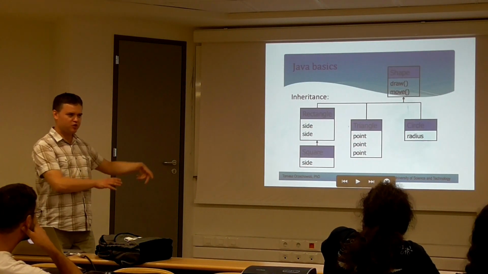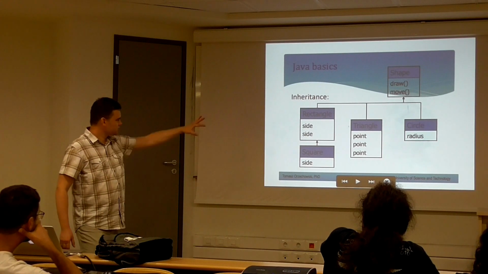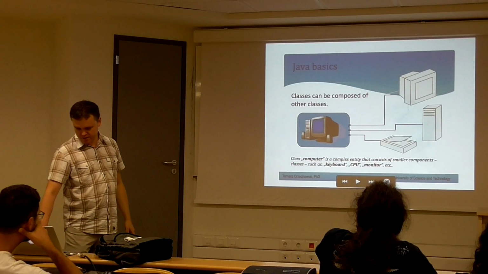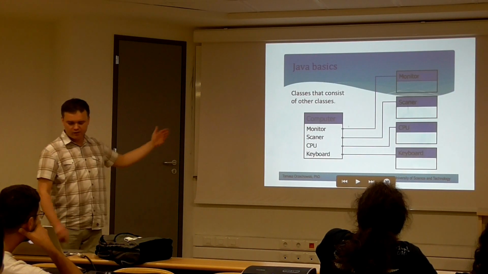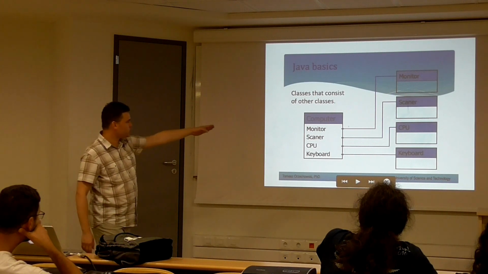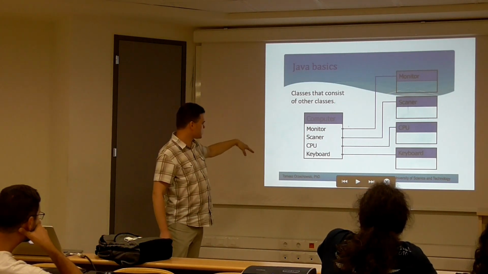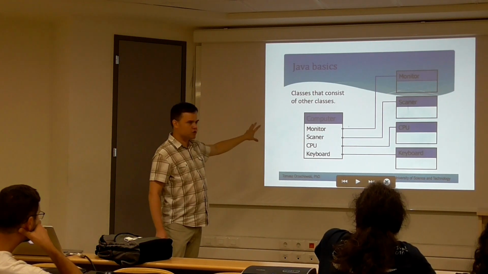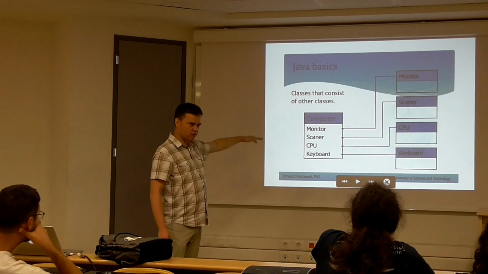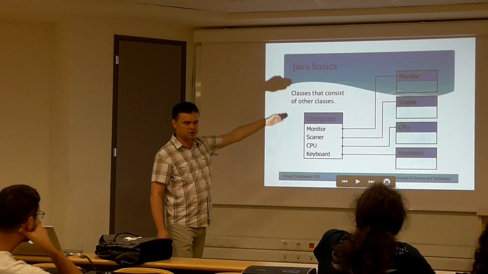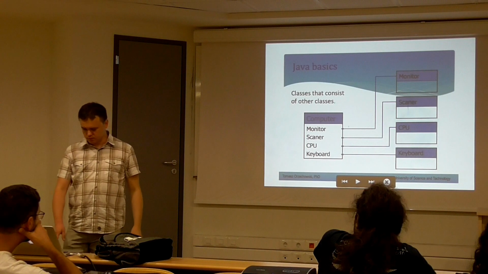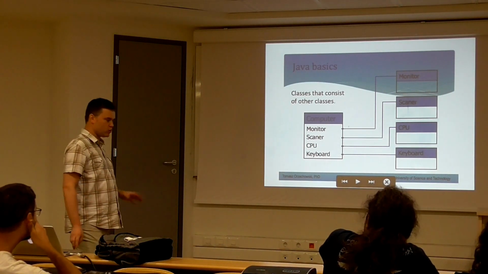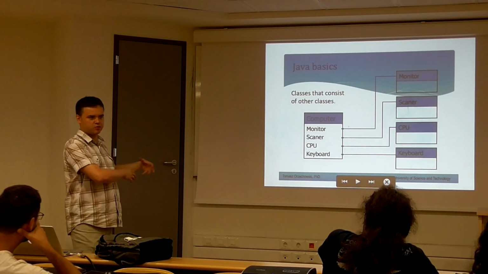It is much better to practice it, of course. Another idea is a Computer class that has three or four fields: monitor, scanner, CPU, and keyboard. Here, these fields are objects of different classes. So we can build our structure like in the real world: car, engine, etc.